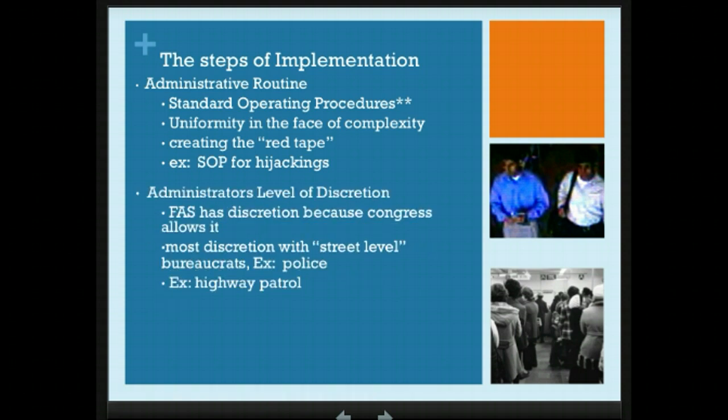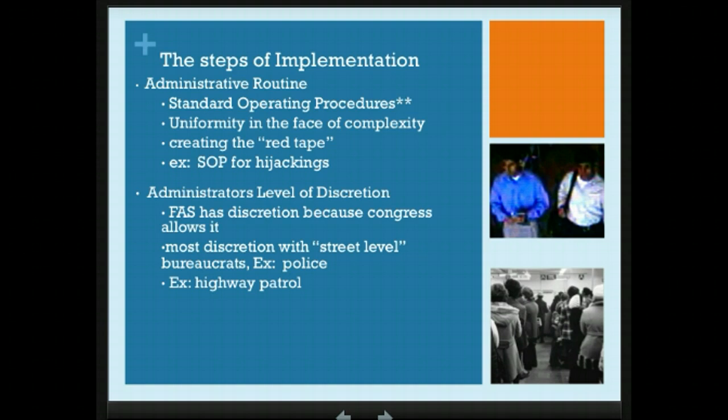Administrators also have discretion. Now, discretion means decision making, the choice of decision making. Let me make sure, because this is a really big concept. I don't want to screw it up too much. Okay, an administrator's level of discretion is the authority of the bureaucrats to select or choose various responses to a given problem. So it's the authority of the bureaucrats to choose how they're going to respond to a problem.